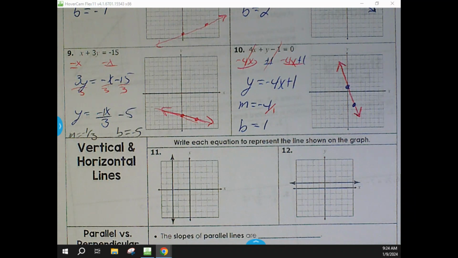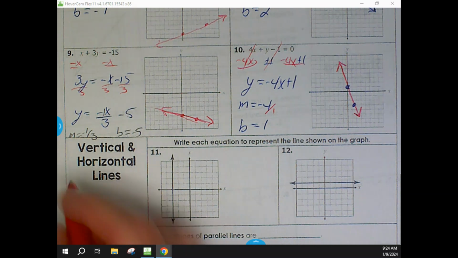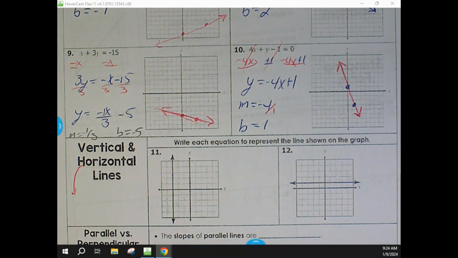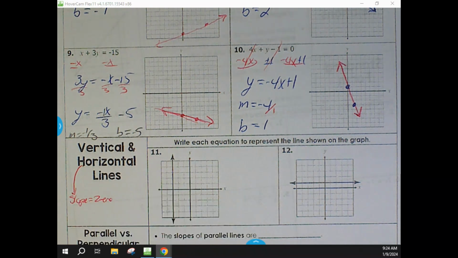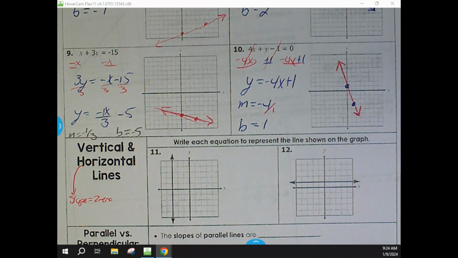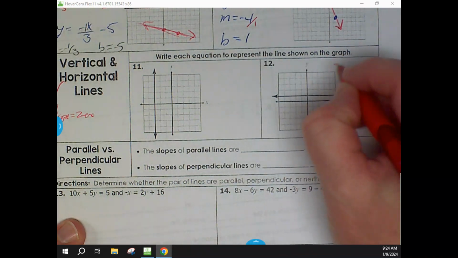Okay, now here's the fun ones. We got vertical and horizontal lines. It says write an equation to represent the line showing this one. Okay, so now if we kind of flash back to what we had on the backside. If it's a horizontal line, what's the slope going to be? Yeah, slope equals 0, right? So, okay, that's a horizontal line. So if we're going through number 12 here, that's the horizontal line. We know that the slope is going to be 0.